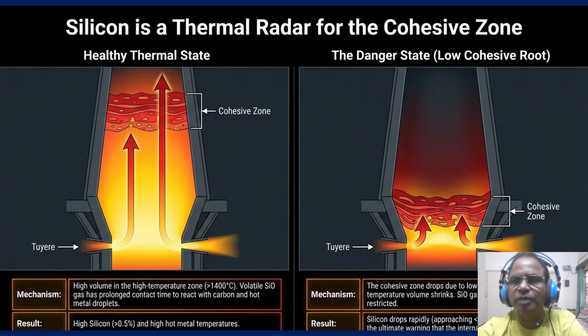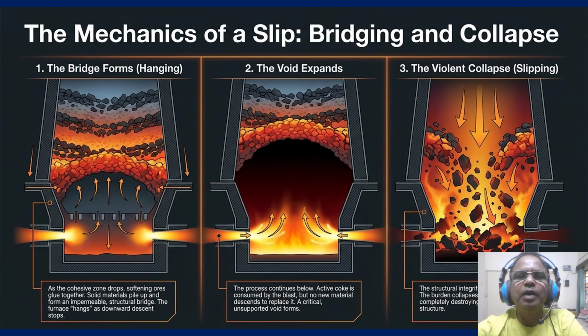If you ignore a dropping silicon trend, you are essentially flying blind into a thermal storm that will eventually land on your tuyeres. Once that silicon drops and the zone sags, the furnace enters a lethal self-accelerating cycle. So as you can see, when the cohesive zone drops, the furnace enters what I call the thermal death spiral.